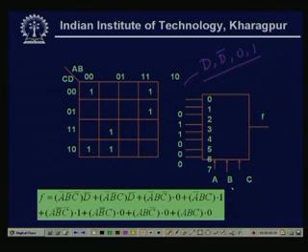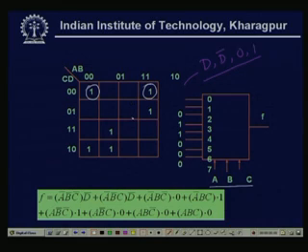And ABC has 8 combinations. So, the function f I am writing in terms of these 8 possible combinations of ABC. This is A bar B bar C bar D bar, which is my this one. A bar B bar C D bar, A bar B bar C D bar means this is my this one.